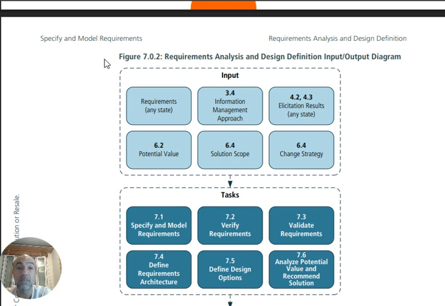And here we are. For 7.0.2, the information management approach in chapter 3 is something that we would require right now, especially for chapter 7, because we'll need the requirements. We need to use the information management approach. We need to use the elicitation results. Remember the elicitation results, where we're getting information from people and trying to figure out what we're doing or what we can do. And we have to look at the potential value that we have and the potential scope and the change strategy that we could implement as guidance systems or at the very least baseline structures.